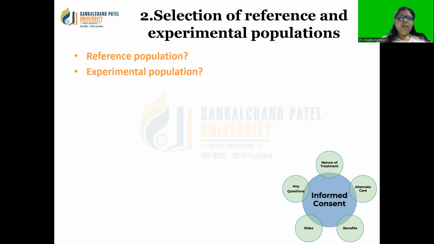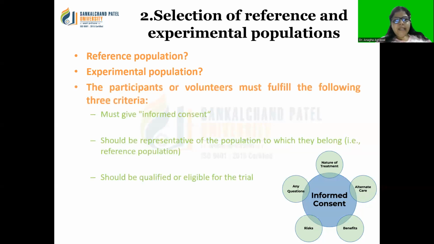Now, whatever sample population we take should be exactly similar to your reference population. What does this mean? If your reference population consists of elderly people of low socioeconomic status and all males, your experimental population should also have all elderly people with low socioeconomic status and male. So it should be exactly similar.